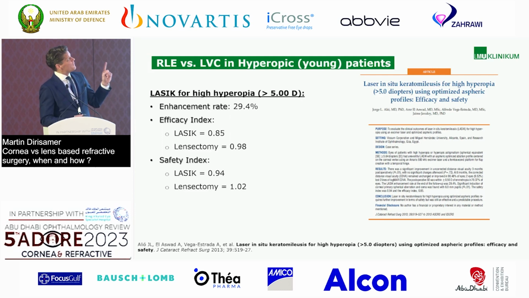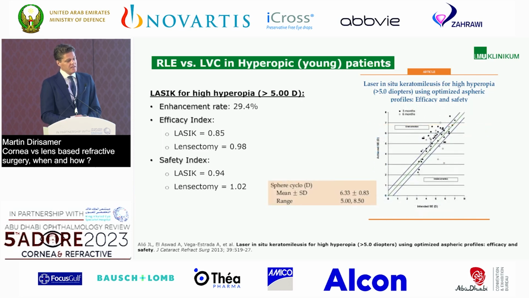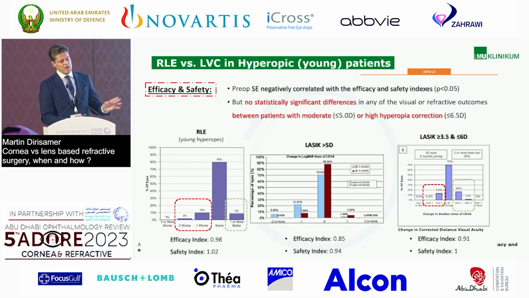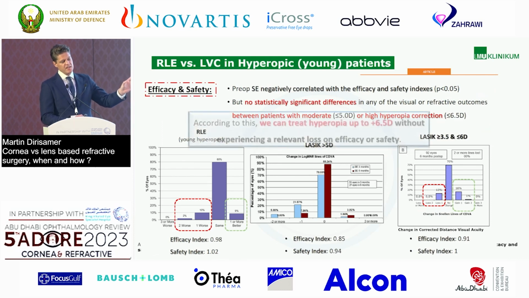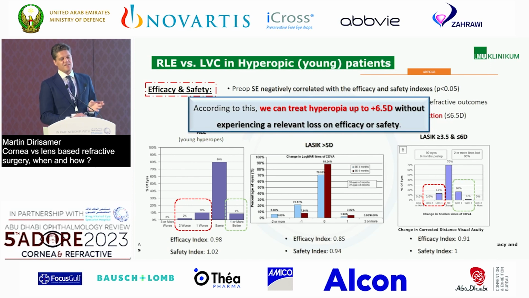But if you look it up, we have enhancement rates up to 30%. So this is pretty high. But he compared it to refractive lens exchange in moderate hyperopia and high hyperopia. And according to this, it is safe to treat hyperopia up to 6.5 with LASIK. Don't take a picture, please, because this is not my opinion.